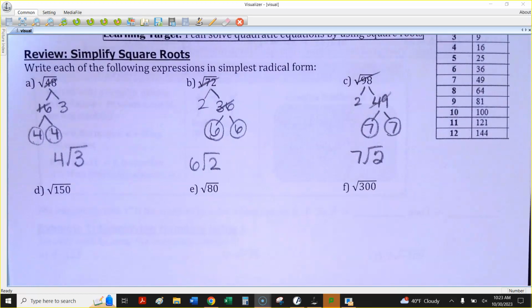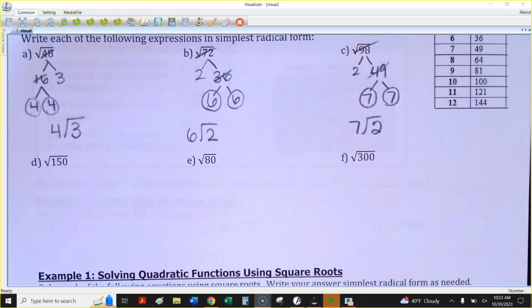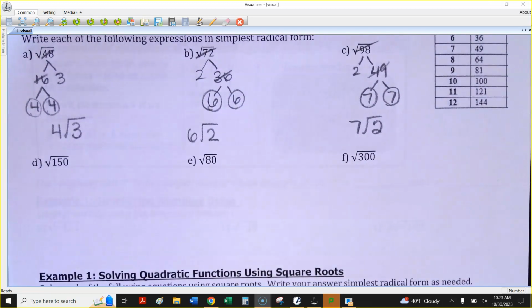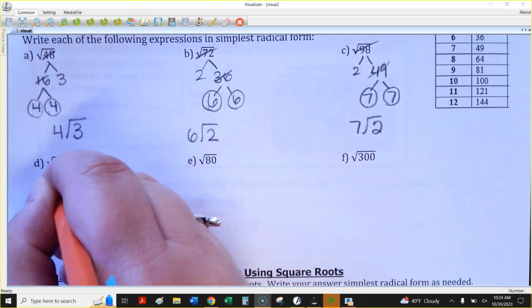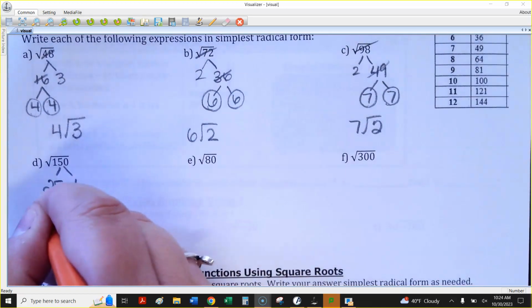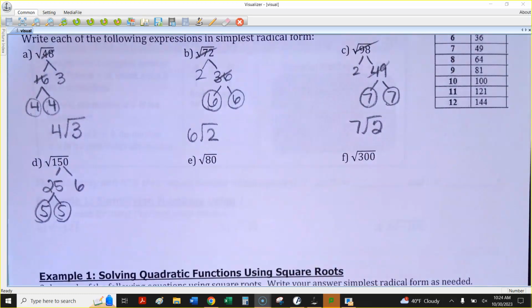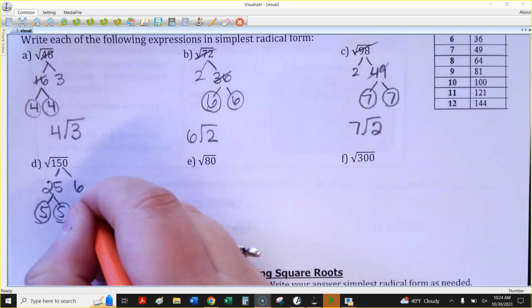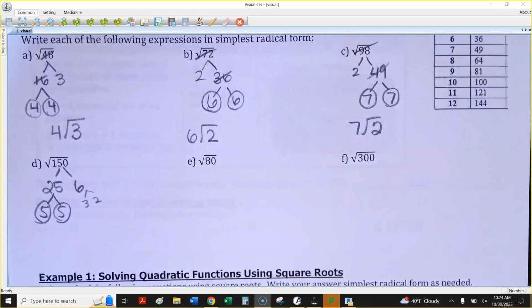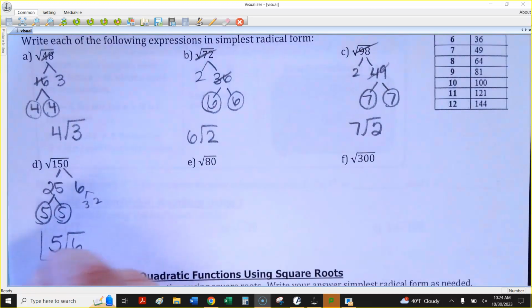What about 150? Can you think of 2 numbers that multiply to give you 150? It doesn't have to be a perfect square. There's different ways you can do a factor tree. What were you thinking? 25 and 6. Okay. Now, 25, that's a perfect square, so factors there, 5 and 5. There's my partnership. Now, 6 breaks down to 3 and 2, but I don't get any other partners from that, so I would just leave that as the 6. So you pull the 5 out in front, and 6 stays underneath.